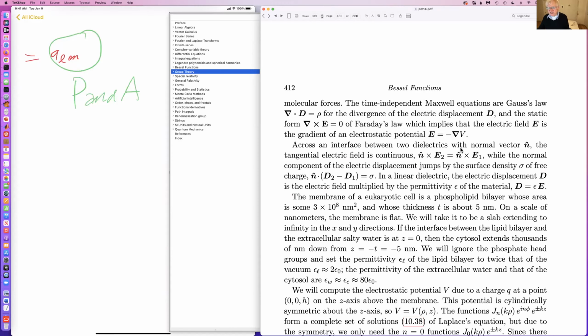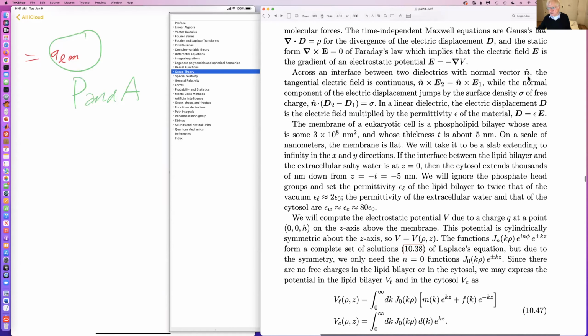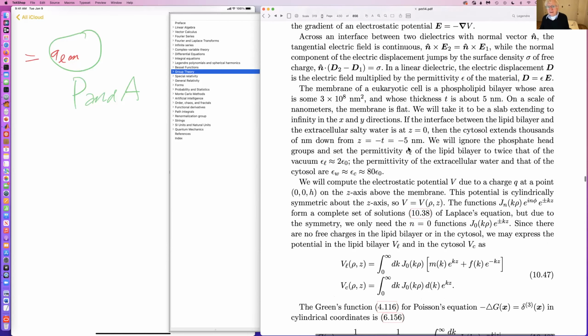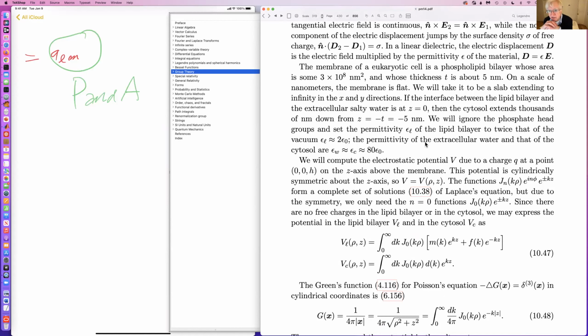Now, across an interface between two dielectrics with a normal vector n, the tangential field is continuous. So if you have one dielectric, another dielectric, two electric fields here, they have to be the same. On the other hand, the normal electric fields can vary because there can be a density of free charges stuck between the two dielectrics. Now, here I'll tell you some amusing things about eukaryotic cells.